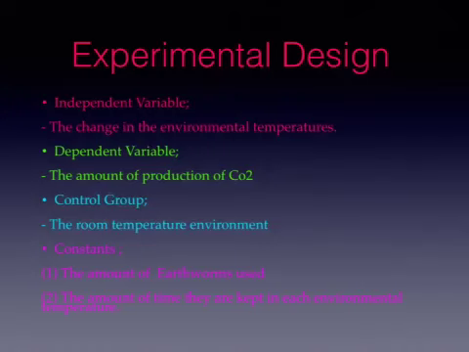Experimental design. Independent variable: the change in the environmental temperatures. Dependent variable: the amount of production of CO2. Control group: the room temperature environment. Constant: the amount of earthworms used and the amount of time they are kept in each environmental temperature.